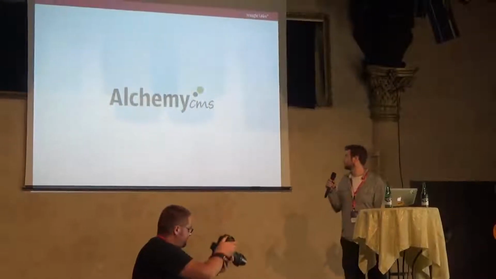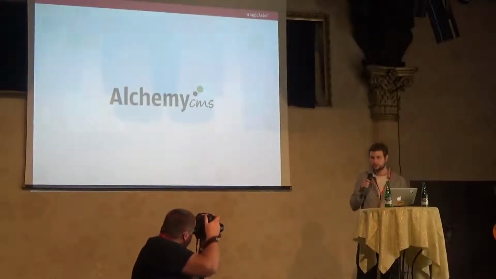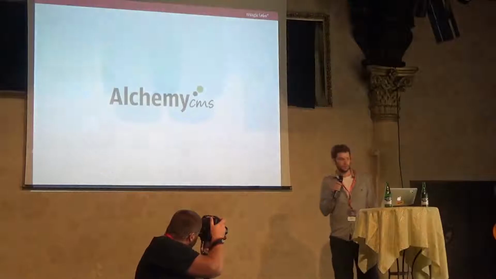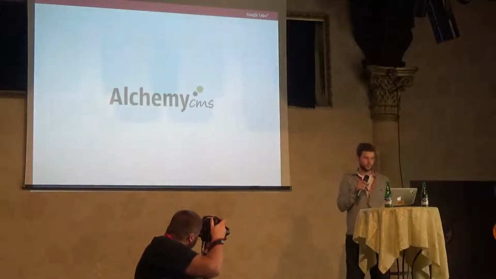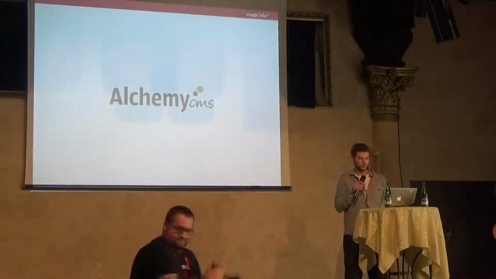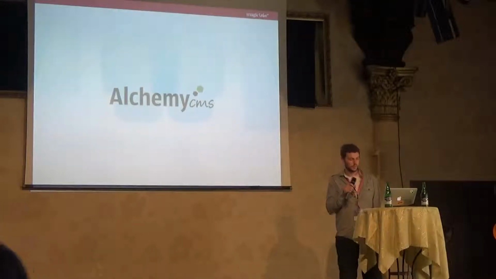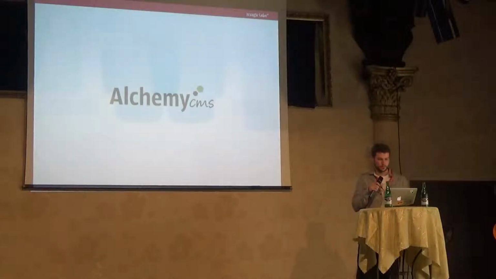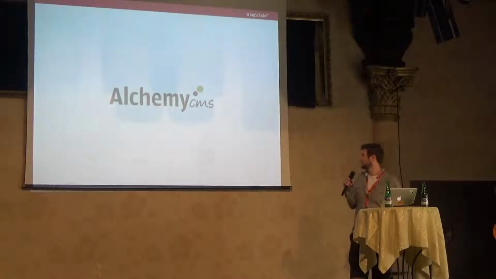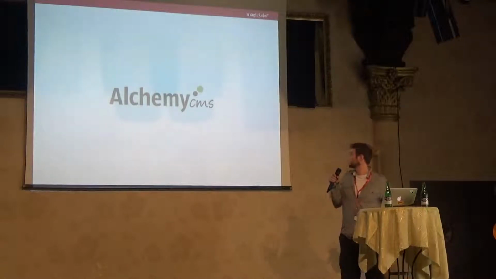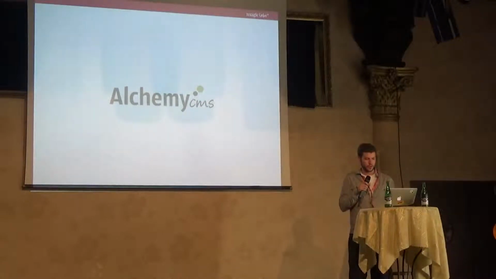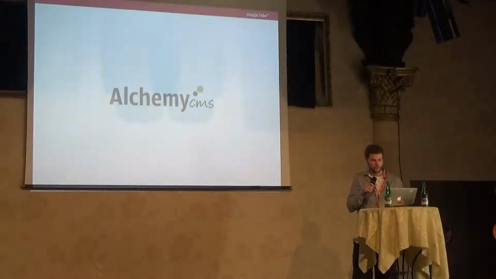I want to give a short introduction to Alchemy CMS. This is a content management system written in Ruby, on top of the framework Ruby on Rails. Alchemy CMS was first released in 2007, and completely open sourced in 2010. We use it a lot in our company, and we also maintain it on GitHub.